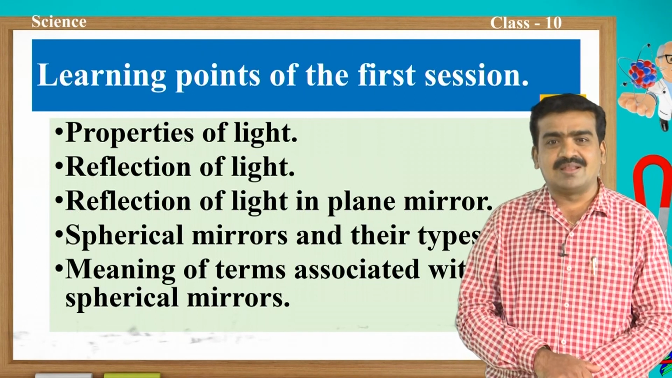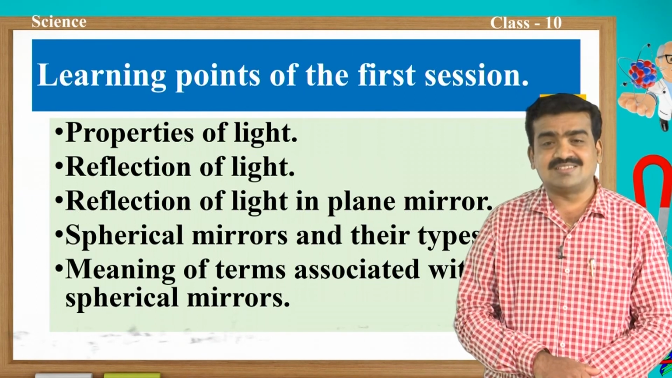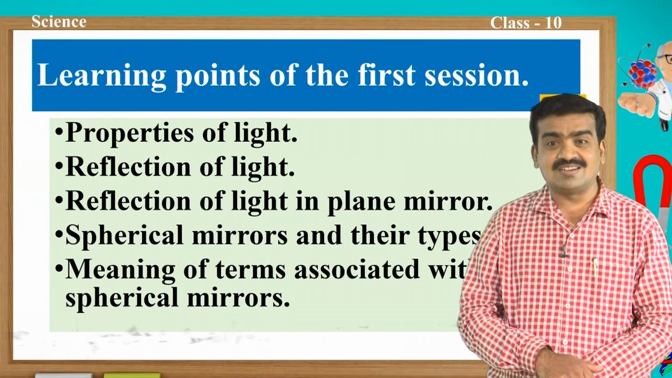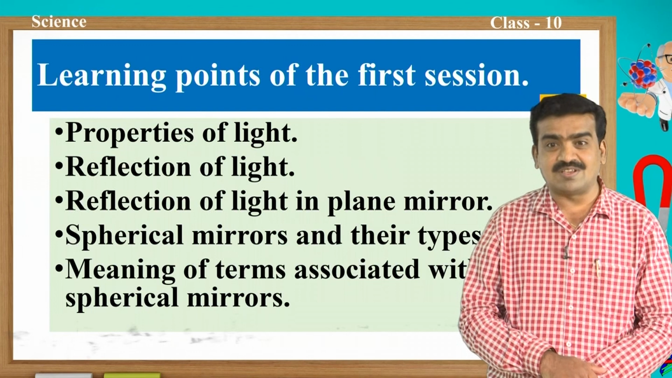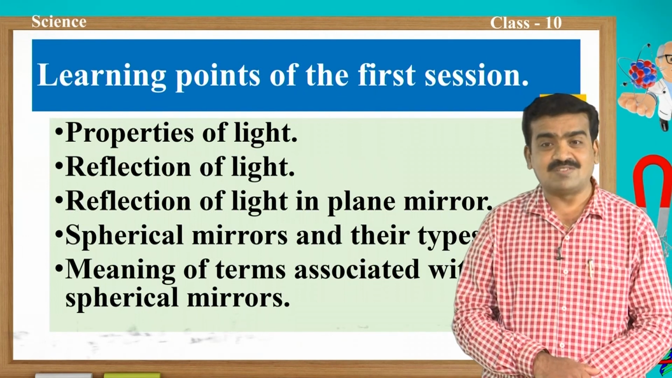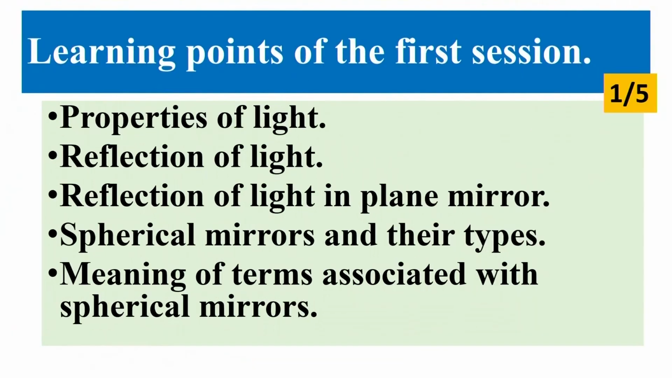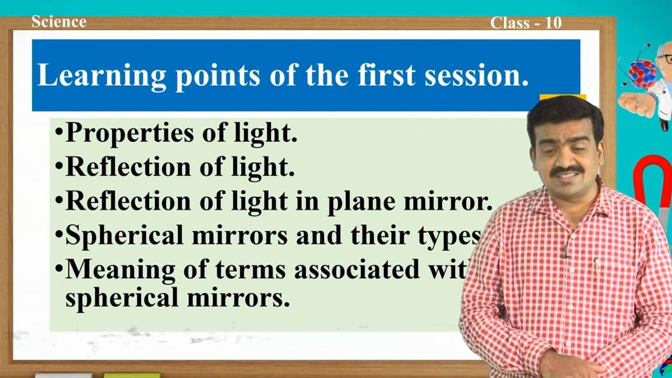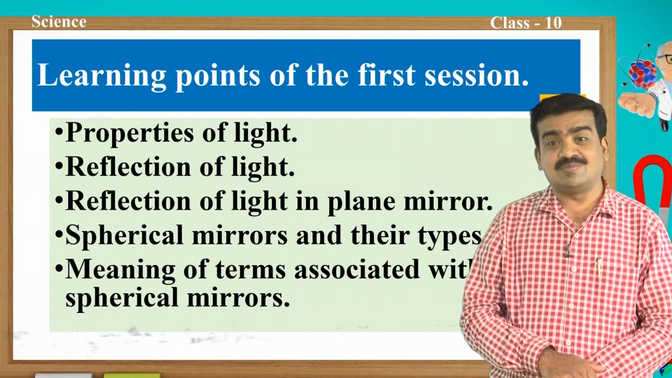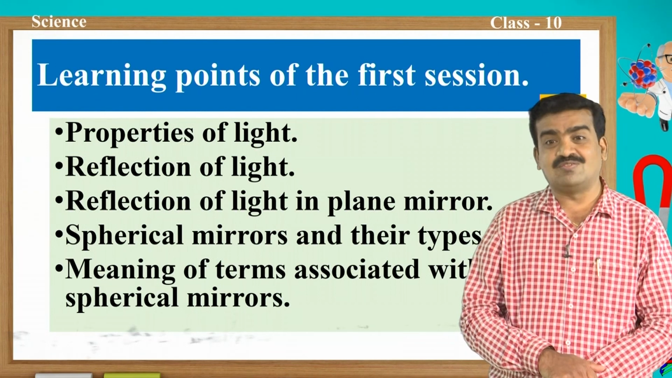Mainly you have learned about properties of light and reflection of light, how it reflects from the surface, the laws related to the reflection of light, and the meaning of the terms used in the reflection of light. And also you have learned about reflection of light in plane mirror and spherical mirrors and their types, and the meaning of the terms associated with spherical mirrors like center of curvature, radius of curvature, pole of the mirror, principal axis, principal focus and focal length.